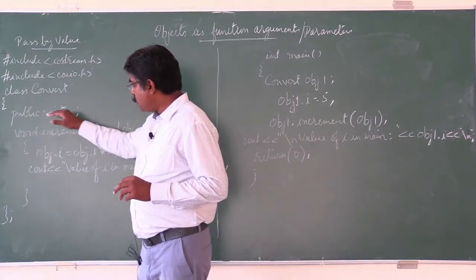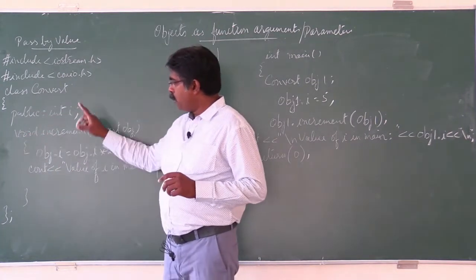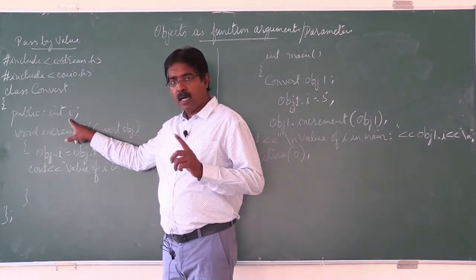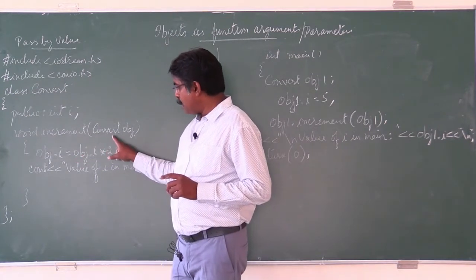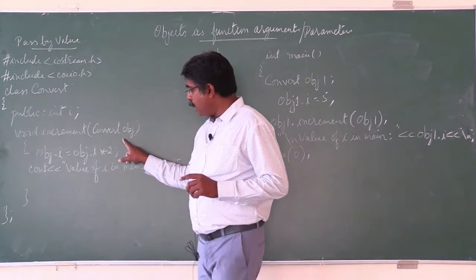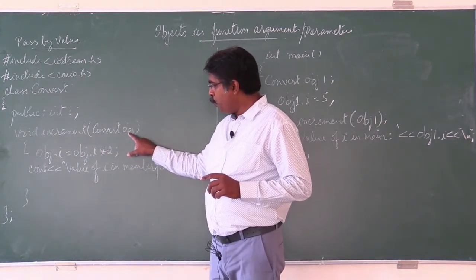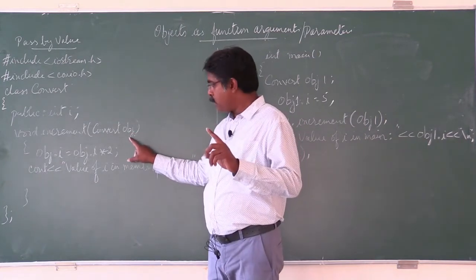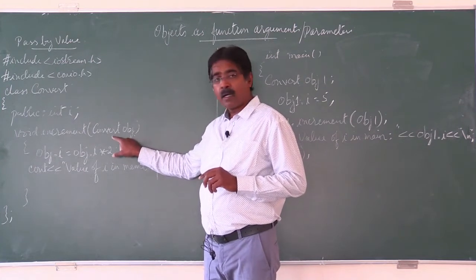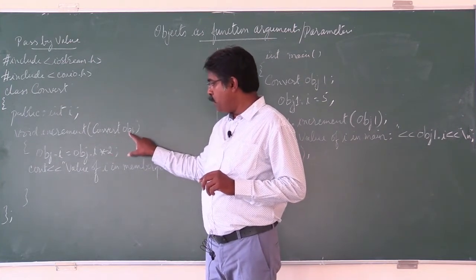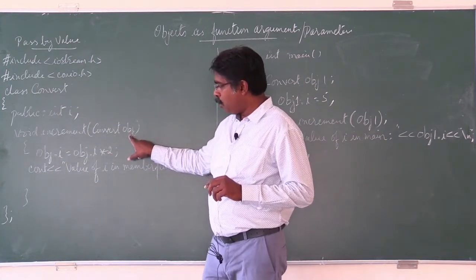Next, under the same public, there is a member function. So one data member, that is I, and one member function, that is increment. And its argument, if you see, is again an object. OBJ is the object, which is declared as an argument. You can see the class name here, convert obj. That is, obj is an object.